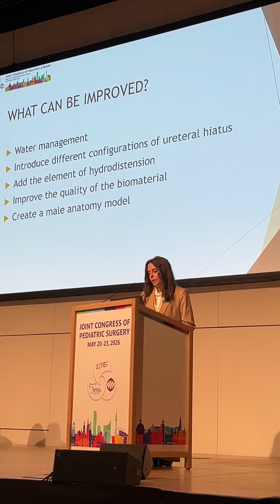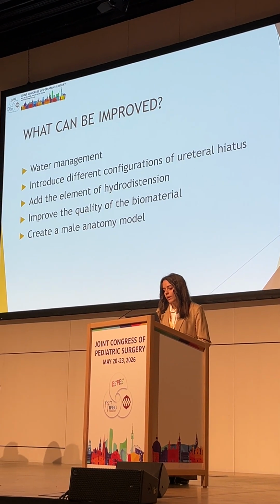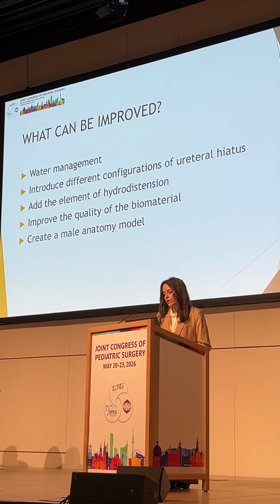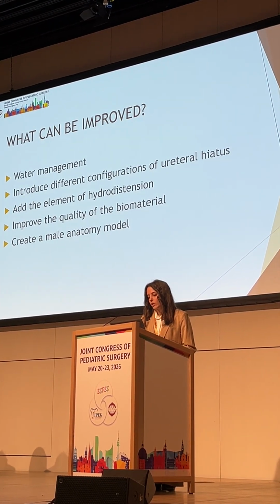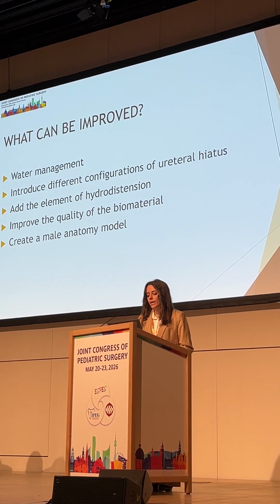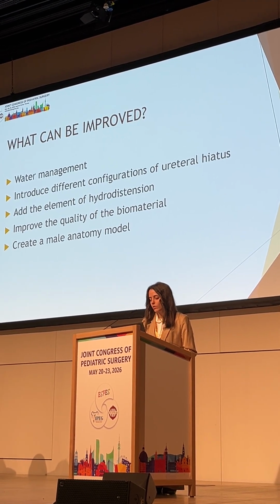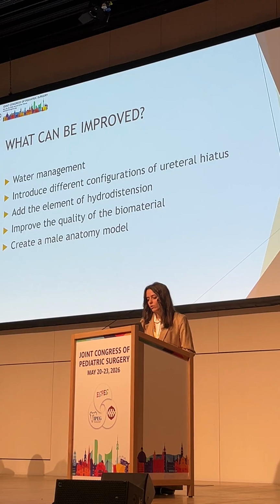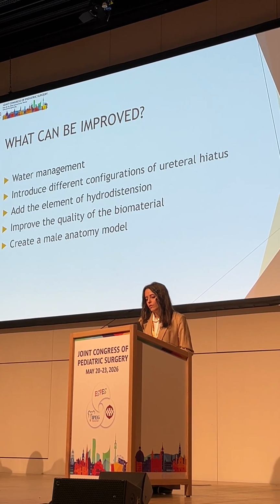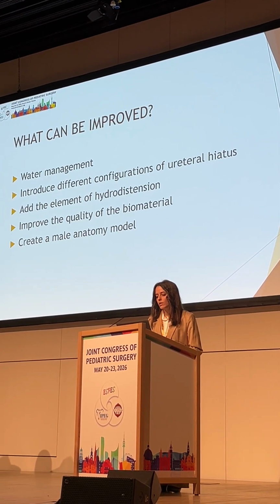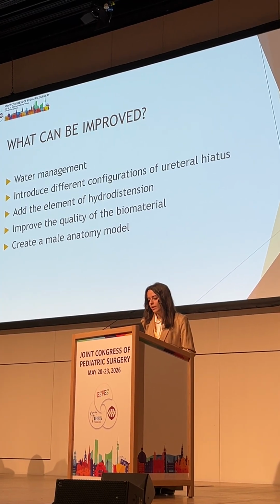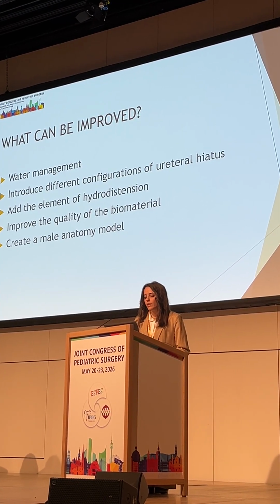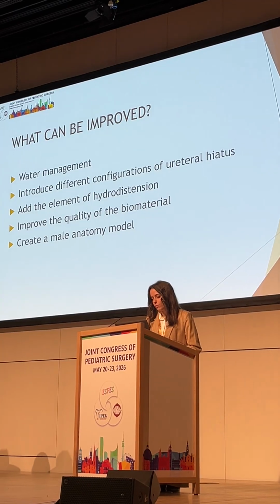However, some features may be improved, such as water management. Indeed, it's necessary to provide a dry lab with waterproof sheeting to protect the furniture, towels for water absorption, and a small cup to remove excess water from the tank. It could be useful also to introduce different configurations of ureteral hiatus, to add the element of ureteral distension, and to improve the quality of the biomaterial. Of course, creating a male anatomy model could be useful too.